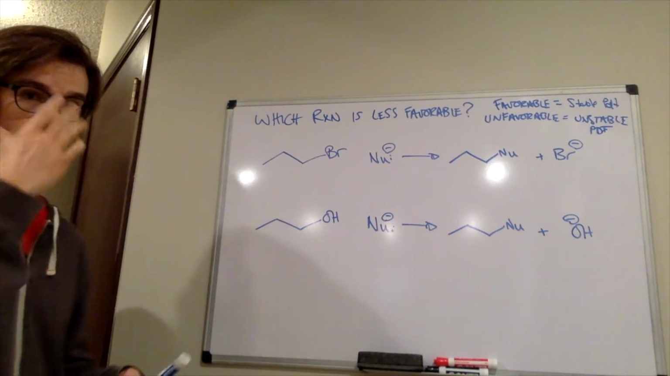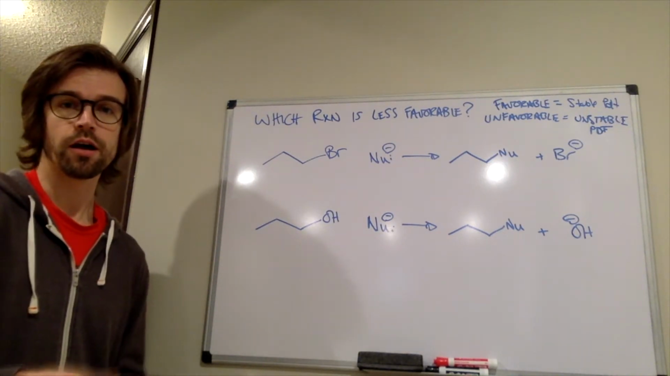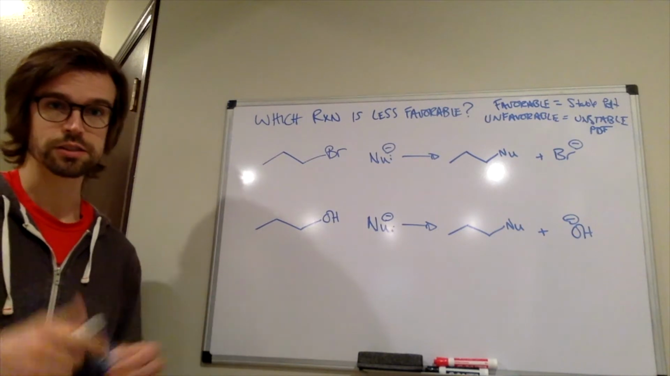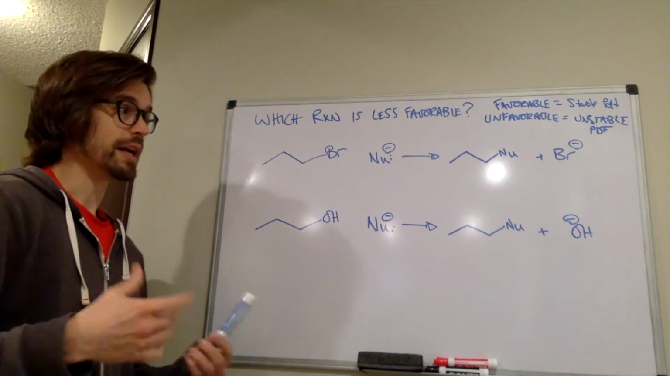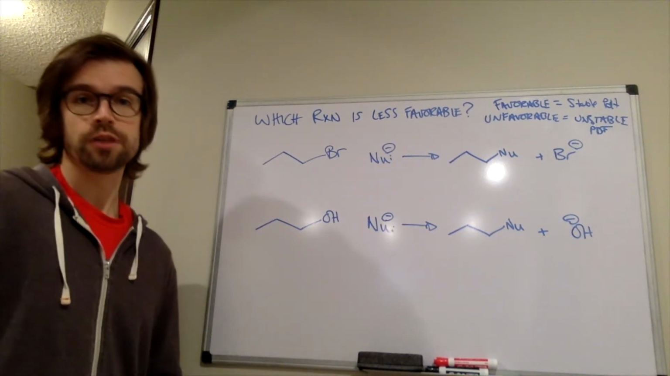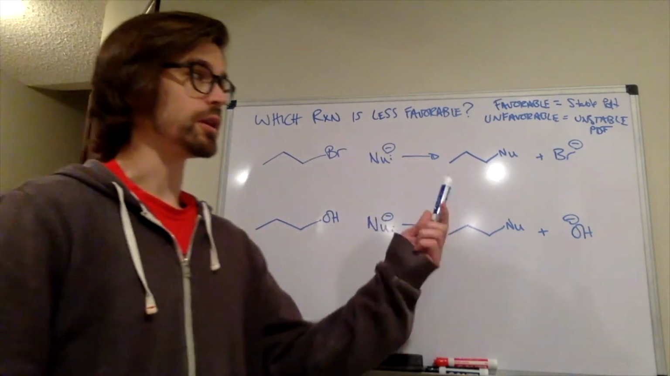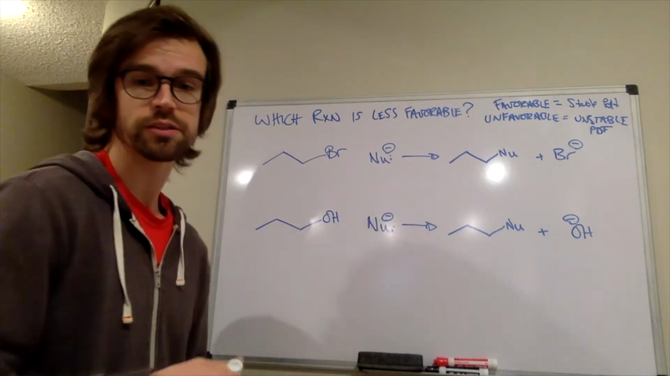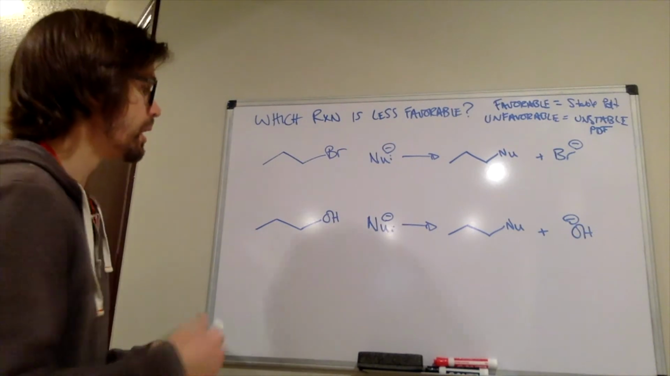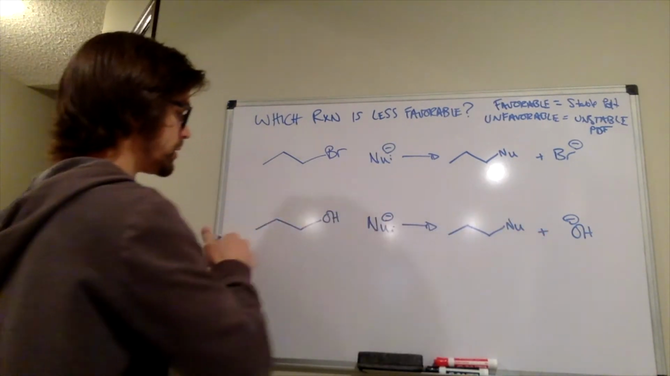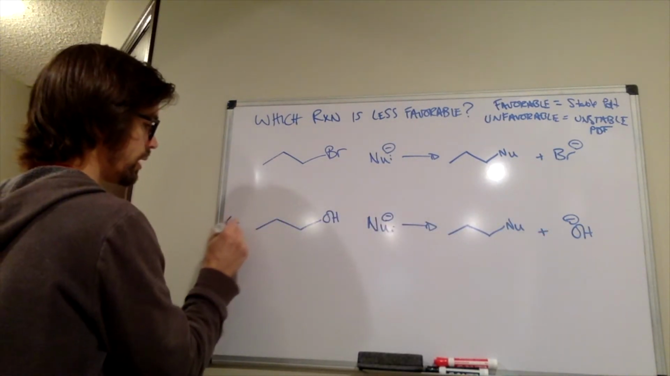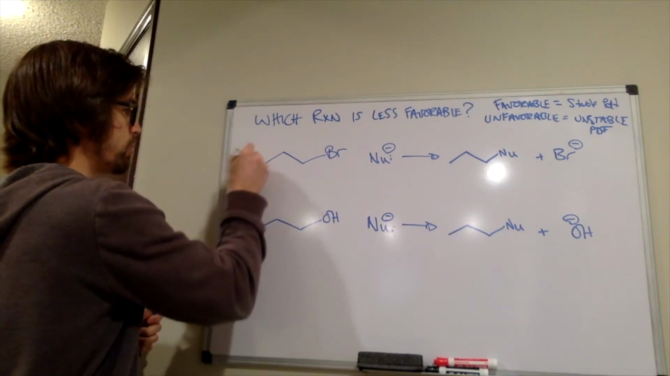So hopefully you've written something down. You've tried to rationalize it to yourself. So it's the identity of the leaving group that's different. So which of these is a more stable leaving group? And the answer is that this bottom reaction is less favorable, and this is more favorable.